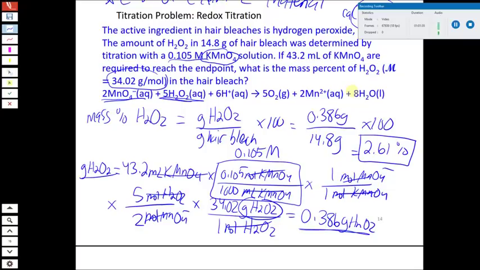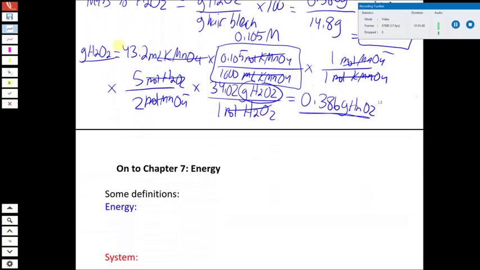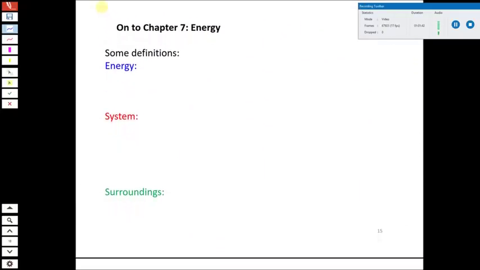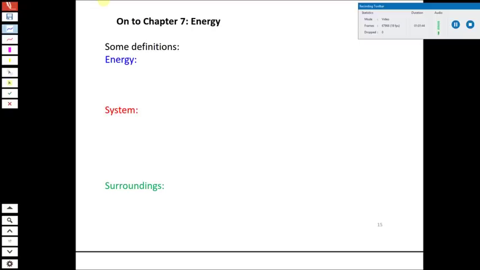We have a lot more time for that on Friday if you have any lingering questions. But let's move on to the beginning parts of Chapter 7, which is a new topic. There will be some relationships to stoichiometry later on. But what we're talking about in Chapter 7 is energy.